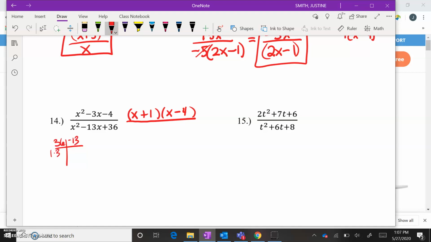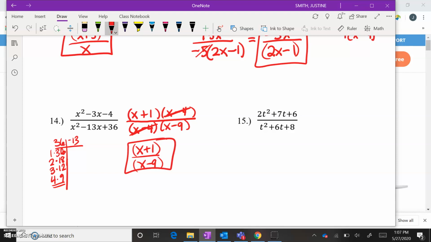So if you're not sure, just start going through, right? So 2 times 18, 3 times 12, 4 times 9 is going to be what works. Okay, so again, if you're not sure, you can always do this chart to kind of figure it out. So it's going to be x minus 4, x minus 9. That will multiply to a positive 36, add to a -13. We can cancel out our x minus 4, so we're left with x plus 1 over x minus 9.